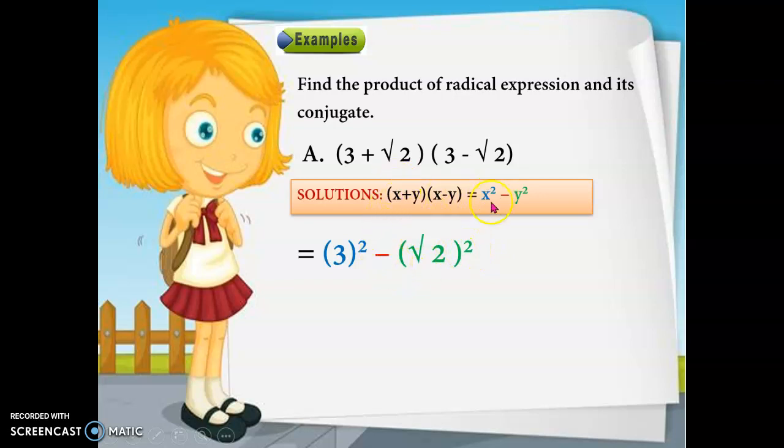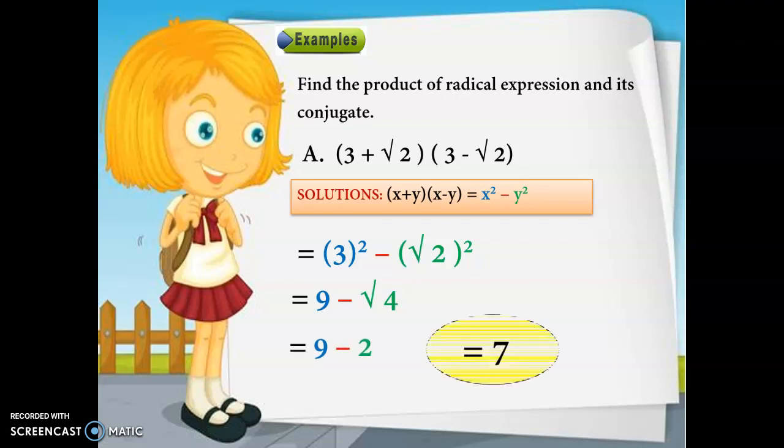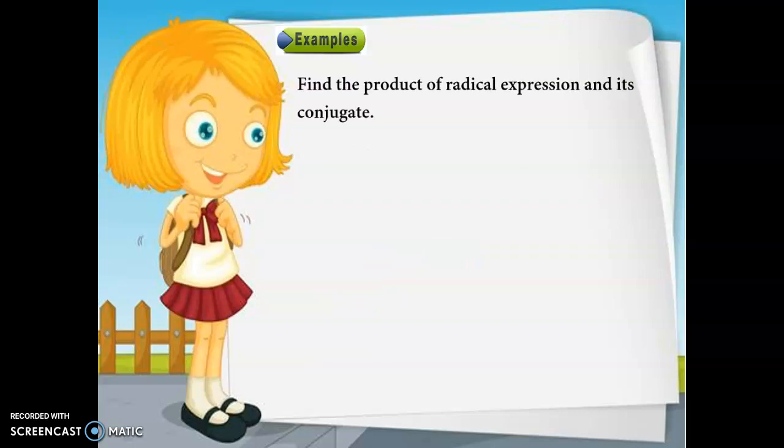So, positive times negative is negative. 3 times 3 is 9. 2 times 2 is 4. Kaya square root of 4. Since this is a perfect square, extract natin. Kaya magiging 9 minus 2. So, the final answer is 7. Okay? Next. Yan. Ganun din po.